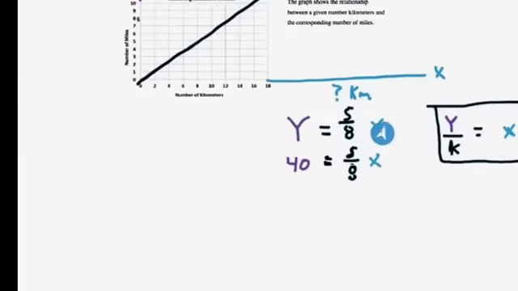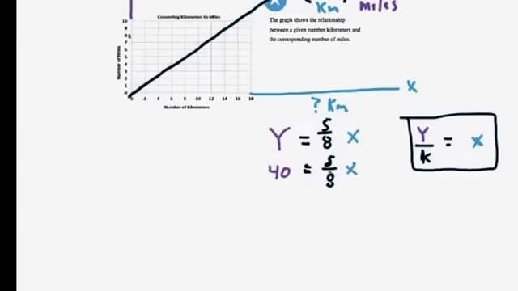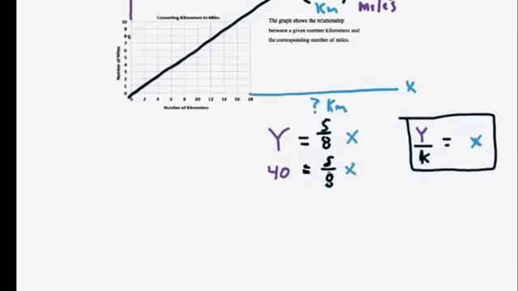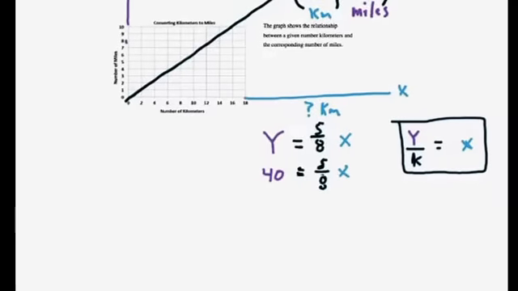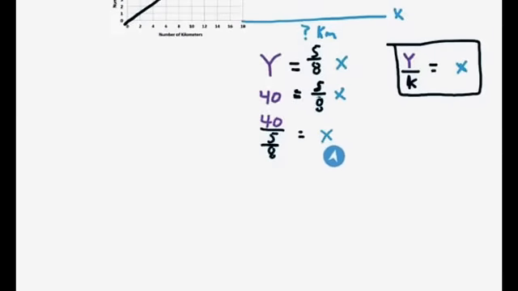So again, we utilize our equation to find things that go beyond the limits of the graph. We're going to substitute 40 miles for y. And so we have 40 is equal to 5/8 times x. In our classwork, we've shown x to be equal to y divided by k. So in this situation, that means that x is equal to 40 divided by 5/8.